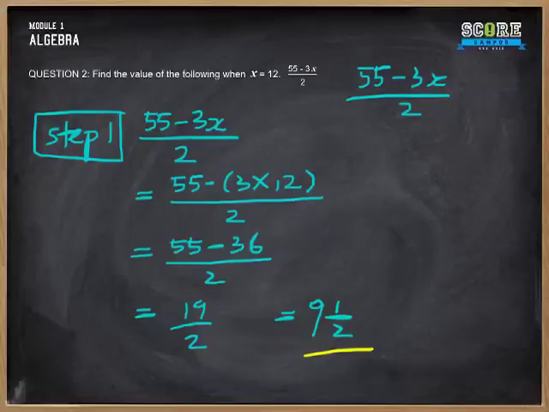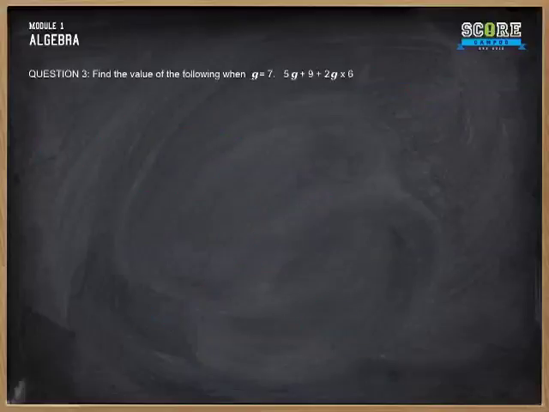Moving on. Find the value. This is question 3. Find the value of the following when g equals 7. This is the expression given: 5g plus 9 plus 2g times 6. Now there are two ways of solving this, and I'm going to show you both ways. You can decide afterwards which method you prefer.